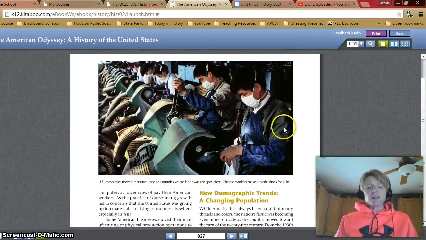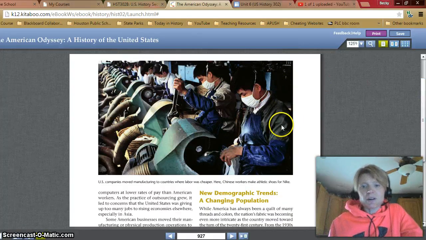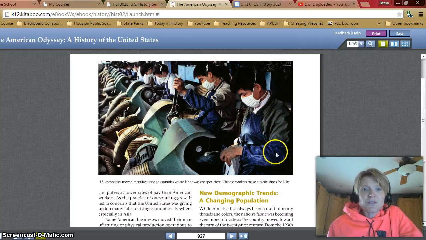In the picture, U.S. companies move manufacturing to countries where labor was cheaper. Here, Chinese workers make athletic shoes for Nike.